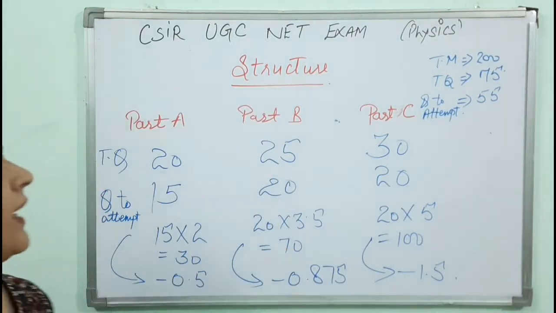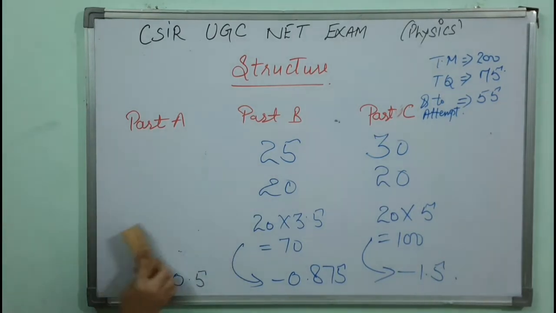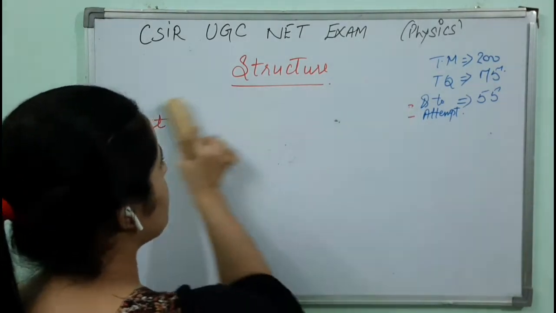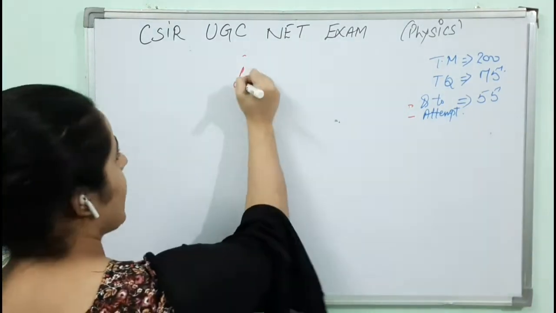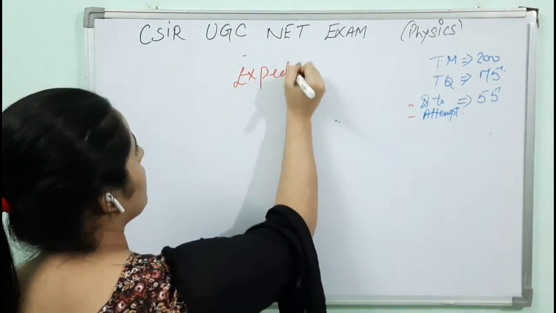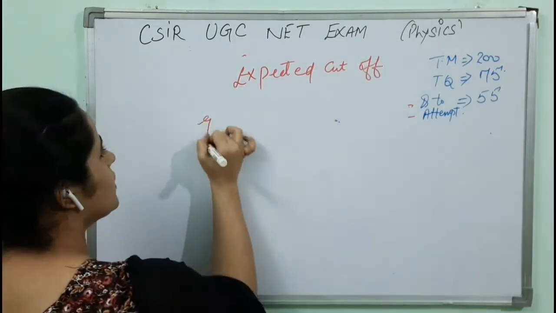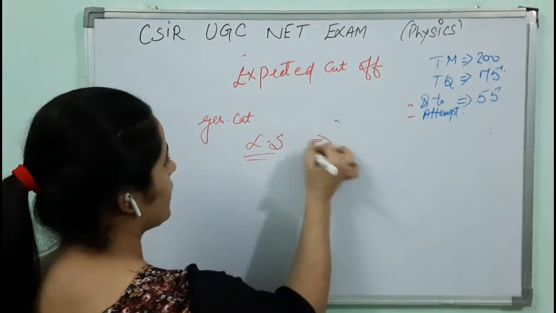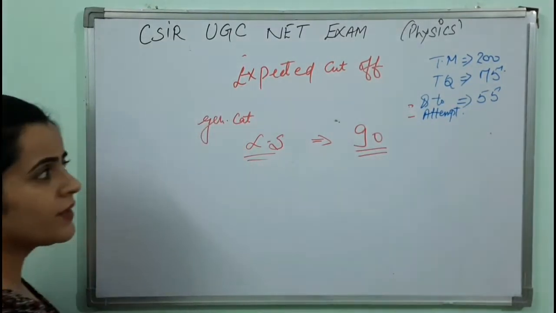Now, I will tell you the expected cutoff. Expected cutoff is different for different years. If we analyze the previous year cutoffs, we will come to know that for general category, it's just an estimation. It is not always sure. For general category, for lecturership, you must have 90 marks out of 200.